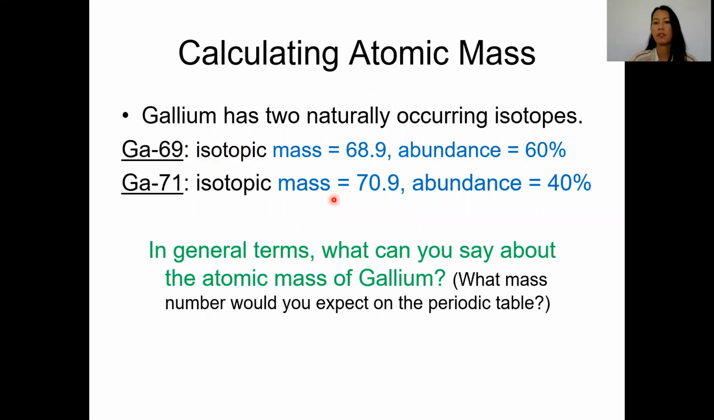Would you expect 69? Would you expect 71? Would you expect something exactly in between, 70? You would actually expect something in between, but closer to the one that there's a higher abundance of. So it would be closer to a mass of 69. You can look on the periodic table and see what that is.